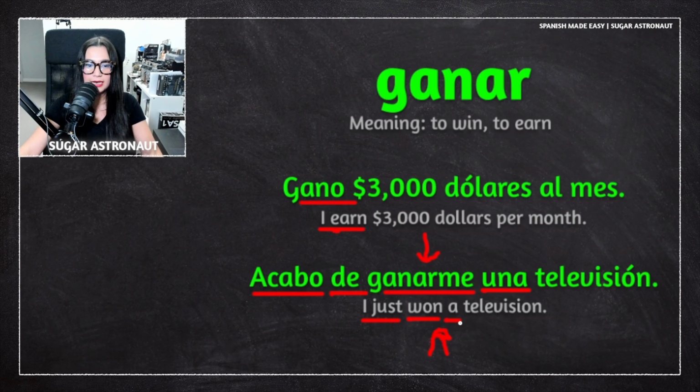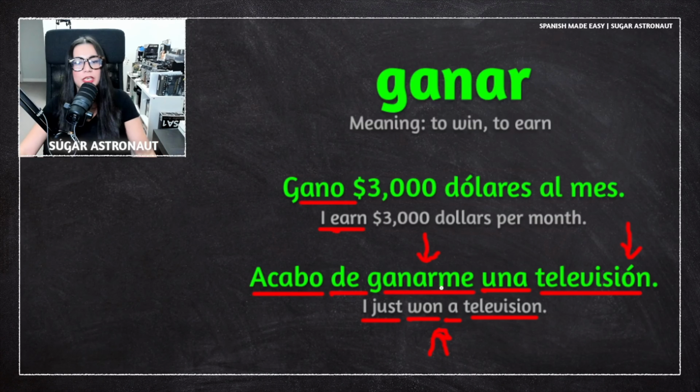Una means a. It's an indefinite article, una, and una is feminine as well. Why is it feminine? Because the noun televisión, which means television, is feminine. It looks like a masculine noun, but it's actually feminine. La televisión. Una televisión. Okay, so that's why we have the feminine indefinite article, una. Okay, so excellent. Acabo de ganarme una televisión. I just won a television.